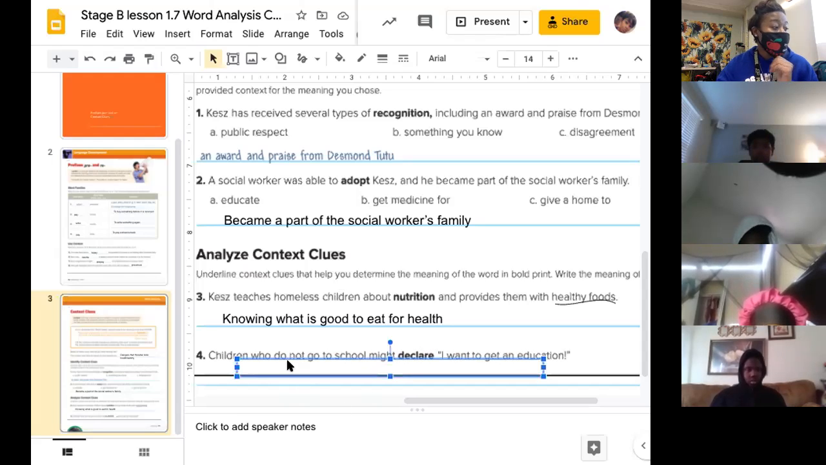Okay, so I believe that declare means to state forcefully or exclaim. We do have an exclamation mark at the end of that sentence. You guys see that connection? So you have to look at everything. You have to look at the word. When you're trying to figure out the words around it, look at the punctuation. Look at the phrases around it. So declare means to state forcefully.